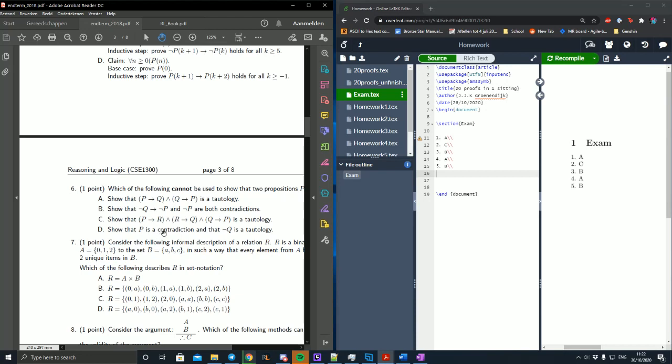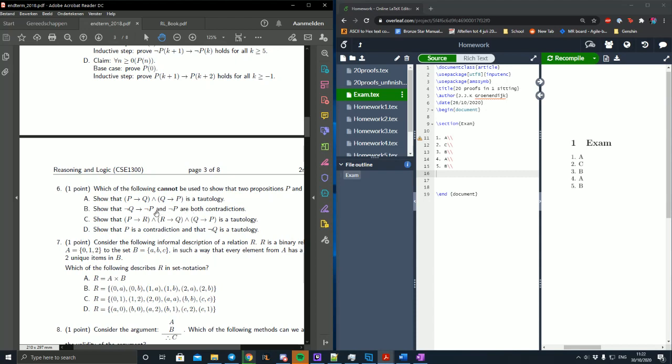B is a contradiction and not Q is a tautology. Well, yeah, then they're both just contradictions, so that's also fine. This here is showing that P implies Q is... Oh, wait, contradictions. So here you're saying P implies Q is false and P is true, but that doesn't mean Q is true. So I'm leaning towards this one. Let's look at what C says first.